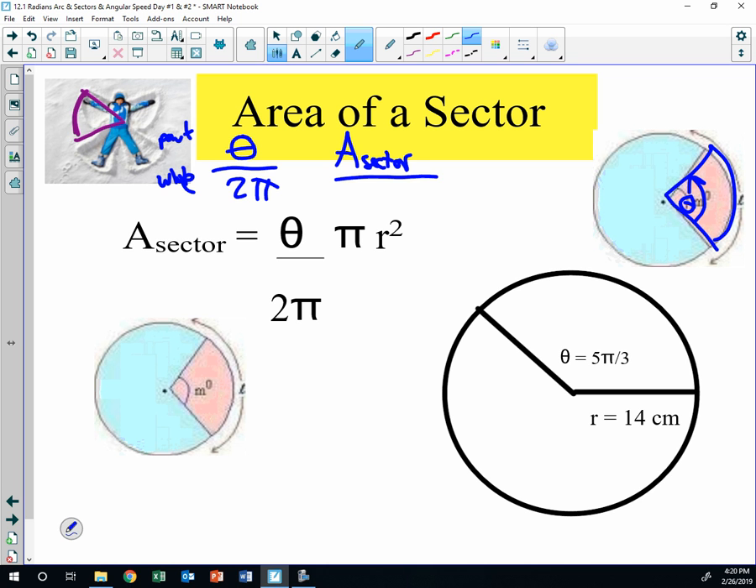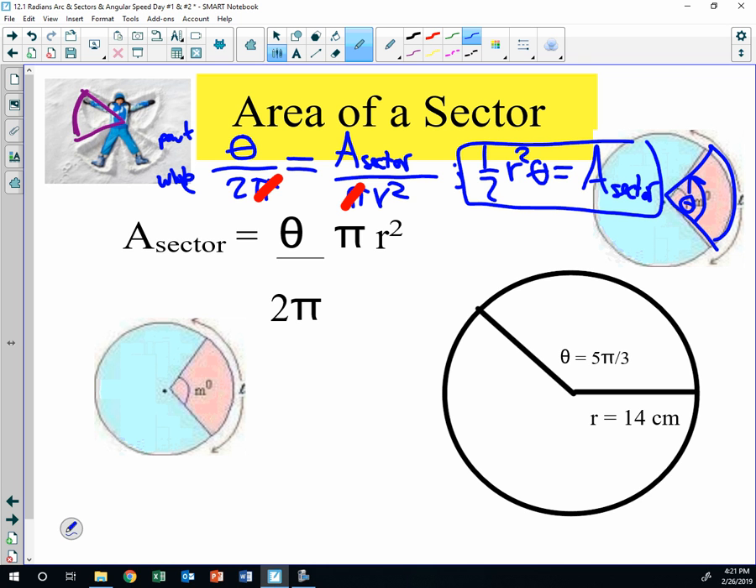We're going to compare that to the whole area of the circle, pi r squared. So one ratio equal to another is called a proportion, and you can cancel out the pi's, but that's it. That's all you're going to get to cancel this time. You're going to have 1/2 times theta times r squared equal to the area of a sector. And there's your area of a sector formula.